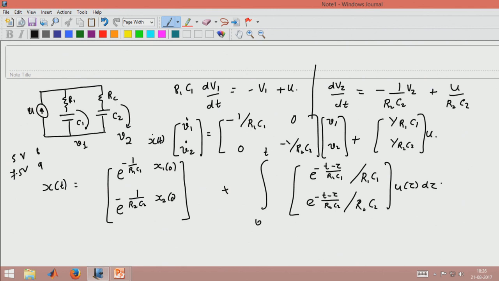Now let me take a special case where the time constants are the same, where 1 over R1 C1 is 1 over R2 C2.